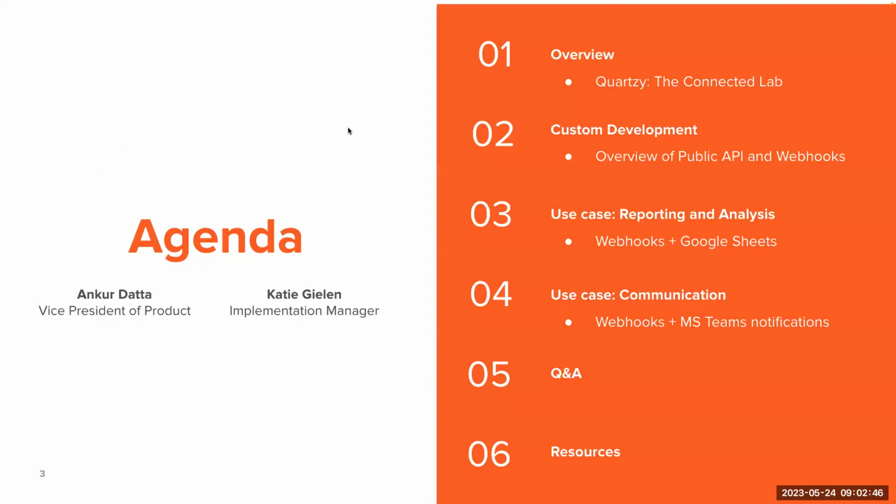So today we'll be going over an overview of Quartzy's Connected Lab and what that is and the goals of our integrations here, an overview of what a public API and webhooks are. And then we'll be going over two specific use cases, one for reporting with Google Sheets, and then another for communication with Microsoft Teams. At the end, we'll stop for questions and answers, and then we'll go over some resources. And we'll also be sending these slides out after the webinar, so you'll have access to all these resources as well.